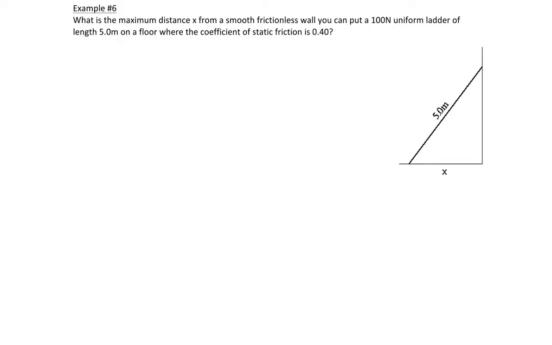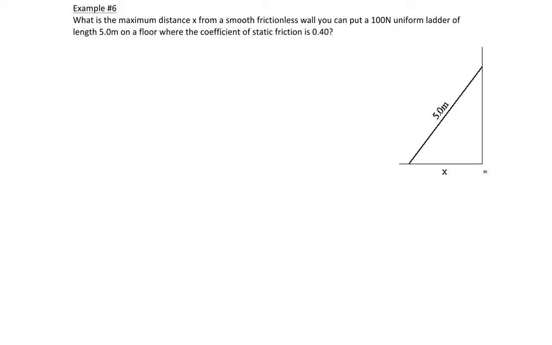Welcome to example number 6, the slipping ladder. Suppose we have a ladder that has a weight of 100 newtons and its mass is uniformly distributed across the ladder, and it leans against a wall that is frictionless. The length of the ladder is given as 5 meters, and this floor has a coefficient of static friction of 0.4. We're asked to find how far from the wall this ladder can be placed so that the ladder just starts to slip.